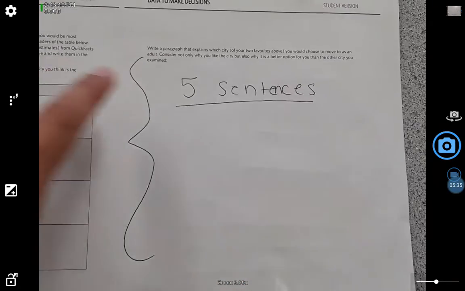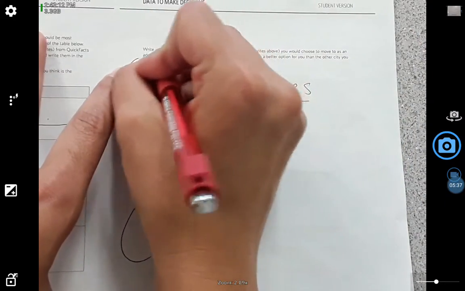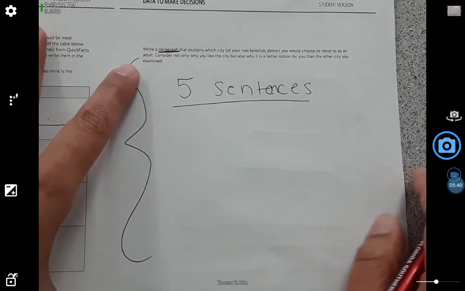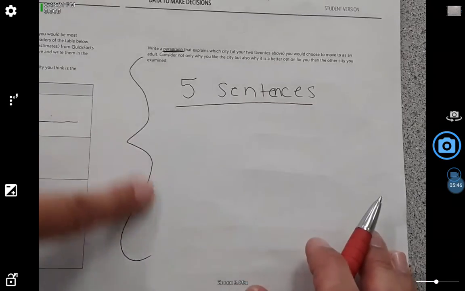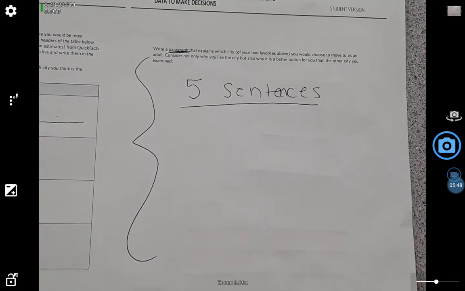Then over here, the last part, you're going to write a paragraph about the city that you are choosing as your favorite. So based on this data, choose your favorite city, then write a paragraph on why that city is your favorite. If you are quarantined, just send me your completed work in a Schoology message.